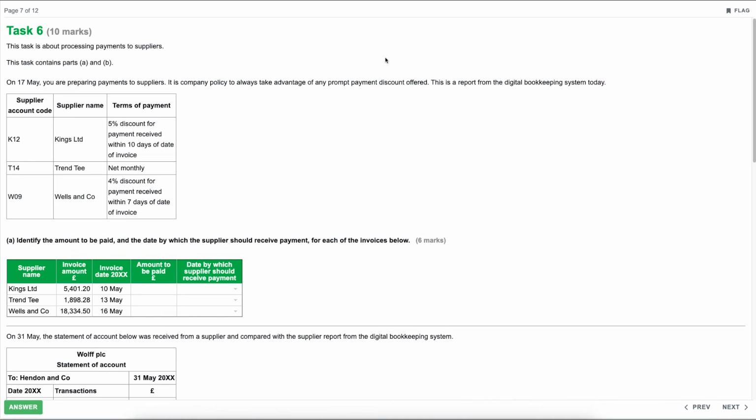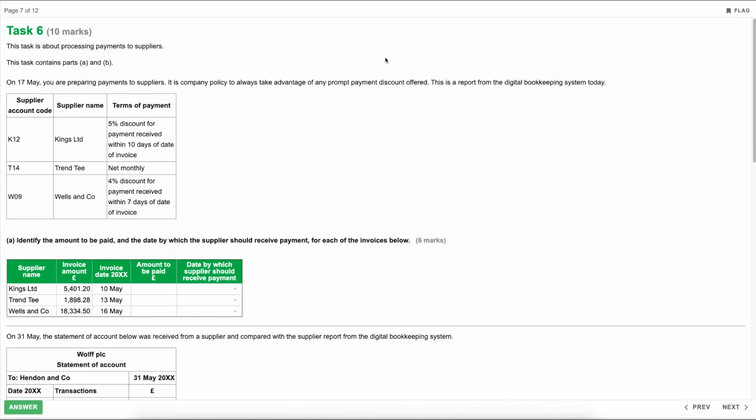This is a report from the digital bookkeeping system today. So we can see that we've got supplier account codes on the left-hand side. We've got supplier names relating to those account codes. And then we've got the terms of payment next to each supplier. Remember, the supplier terms of payment will be different for each one. You may get some that are the same. However, they could be different from each one because it will be the supplier that sets those terms.